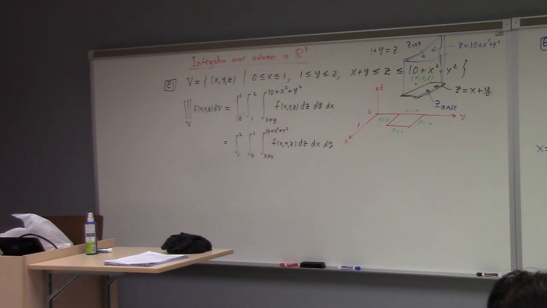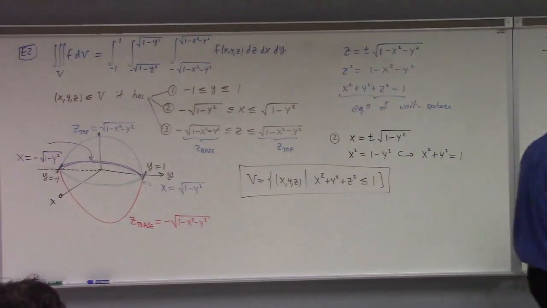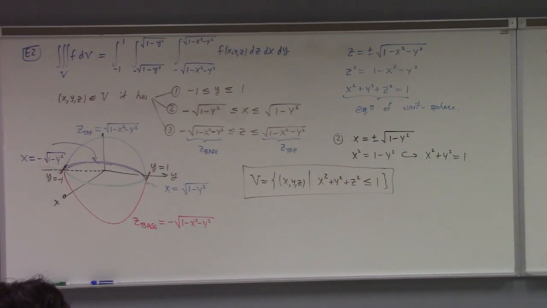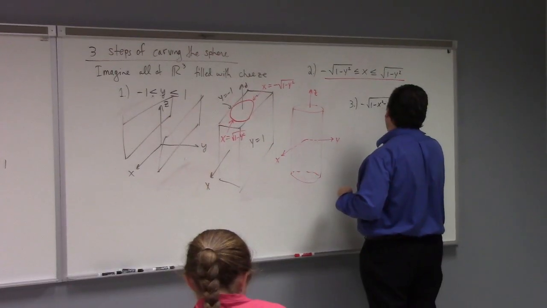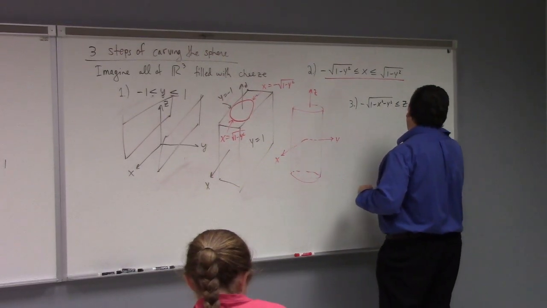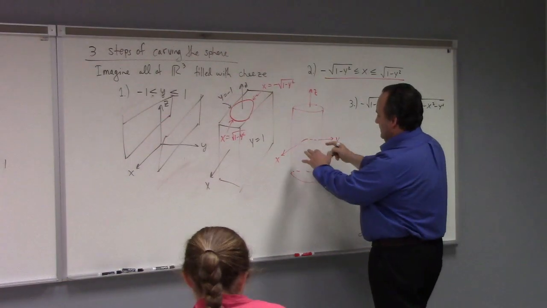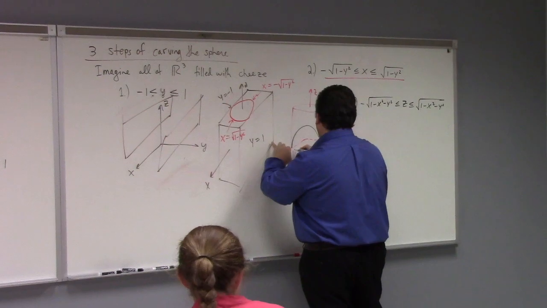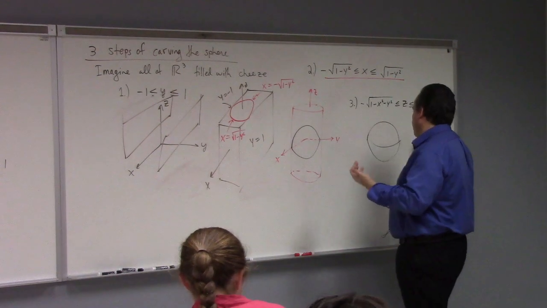And then step number 3, right, is what? Yeah, step number 3 is to impose the third condition, which was that minus the square root of 1 minus x squared minus y squared is less than or equal to z, which is less than or equal to the square root of 1 minus x squared minus y squared. All right, so that takes this and we're just left with the sphere, which is the actual volume.